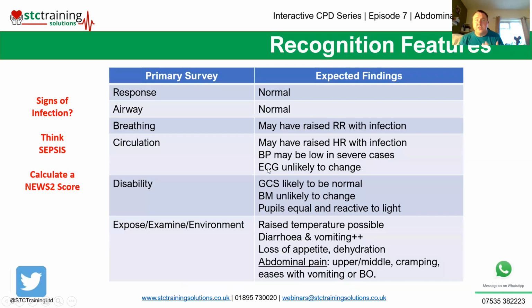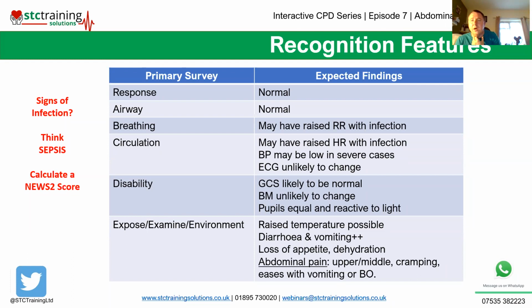So, recognition features of gastroenteritis are really quite simple. It is the diarrhea and vomiting with a history that suggests where they've got it from. Again, it is an infection, so there's a possibility of a raised temperature. So you might see a raised respiratory rate and heart rate with the temperature. Again, blood pressure might be low in severe cases.